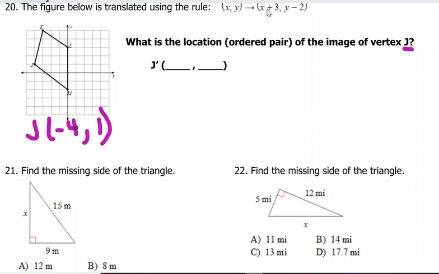J prime, I'm going to add 3 to the X value, so negative 4 plus 3 is negative 1, and I'm going to subtract 2 from the Y value. 1 minus 2 is negative 1. So my J prime would be at negative 1, negative 1.